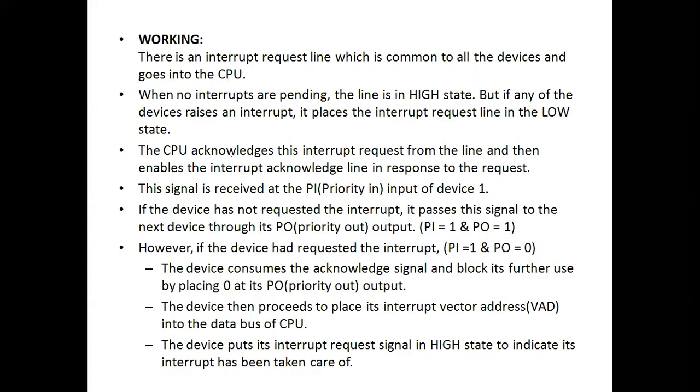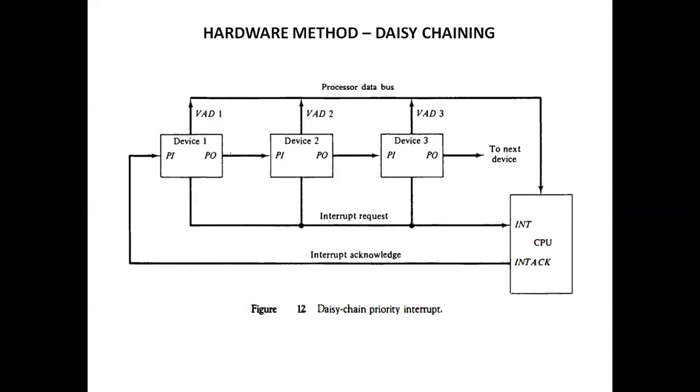Here there is an interrupt request line, which is common to all the devices and goes to the CPU. I'll show it in the diagram. What is that interrupt request line and how is it useful? We will show it by taking this diagram. Here you can see this interrupt request line.